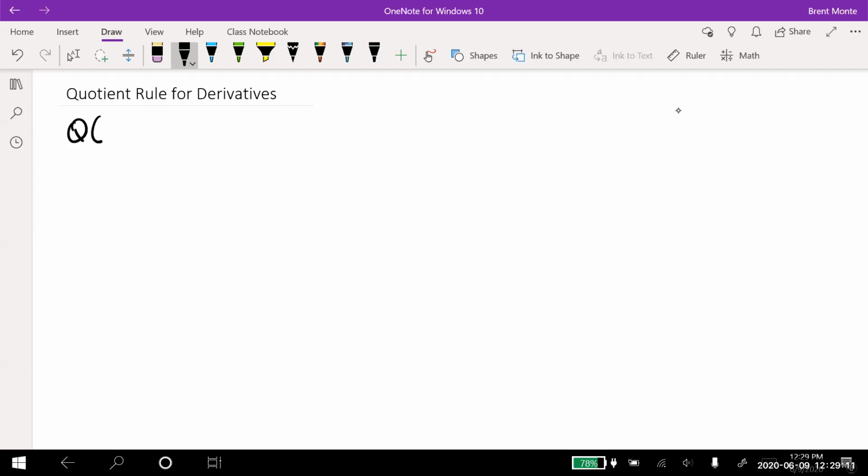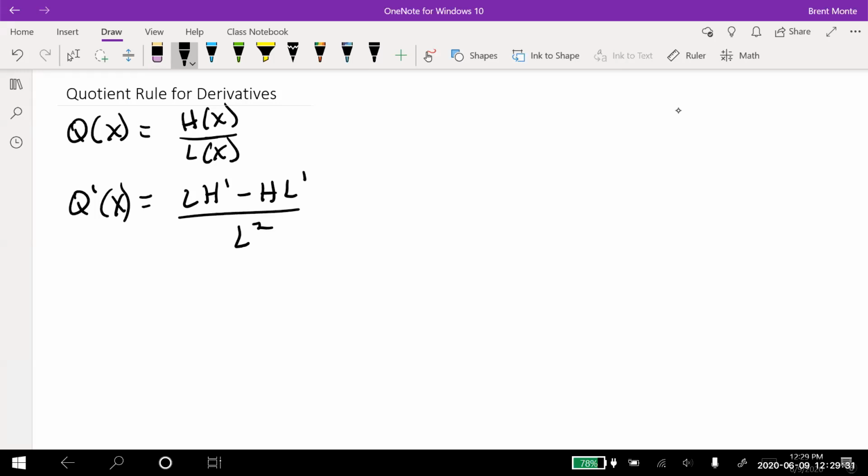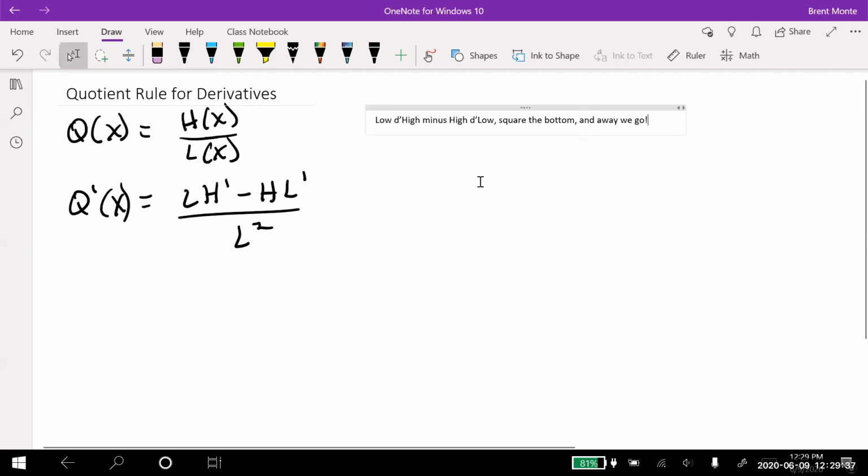And the quotient rule, say I've got a function q of x, is h of x over L of x. And I'm using h for high and L for low because when I take the derivative, and I'm going to drop those x's on the right side, it's low d high minus high d low, square the bottom, and away we go. So I've even got a little saying for that I like to teach my class. There it is. So low d high minus high d low, square the bottom, and away we go. So the d, or the primes that I used in my notation, that means we're taking the derivative of that piece. So let's see that this actually does work.